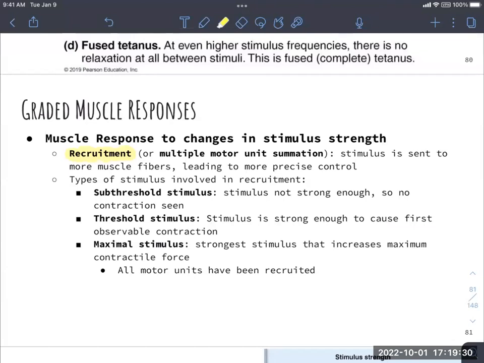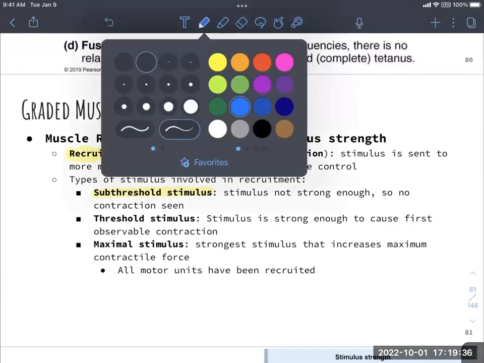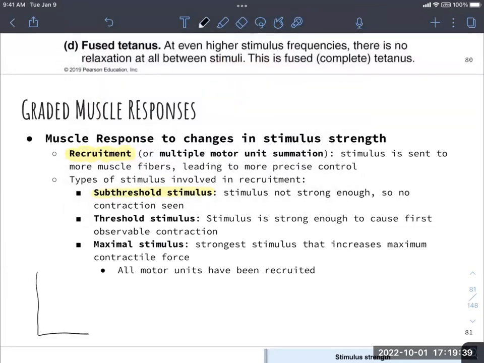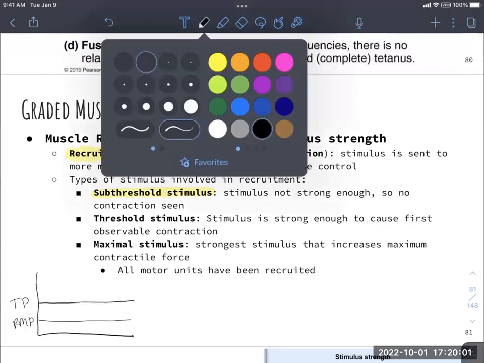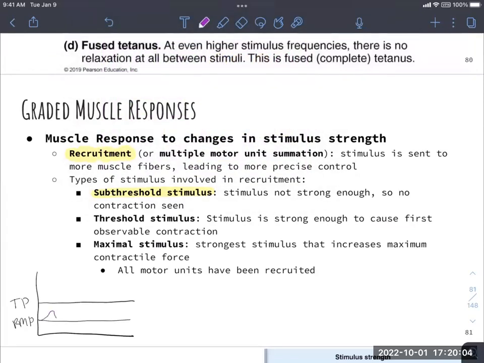So if we have a sub-threshold stimulus, let me draw my chart. Here is my resting membrane potential. Here is threshold potential. With a sub-threshold stimulus, we get a stimulus up, but it's not high enough to hit that threshold potential. So we don't see anything, nothing happens.